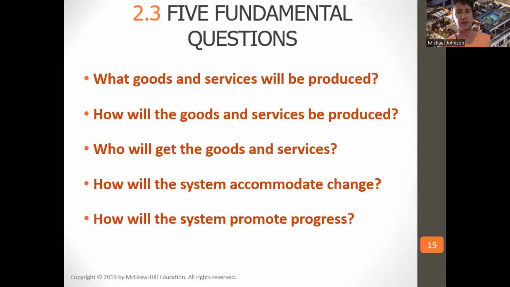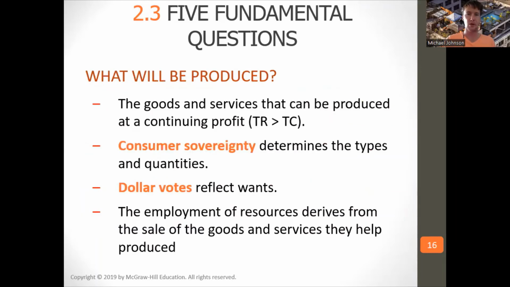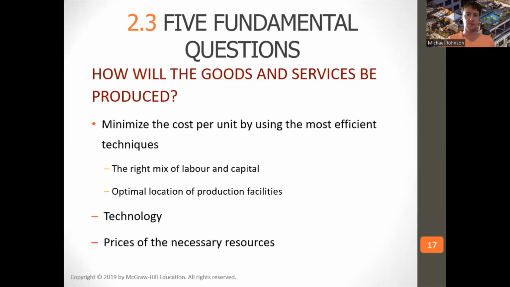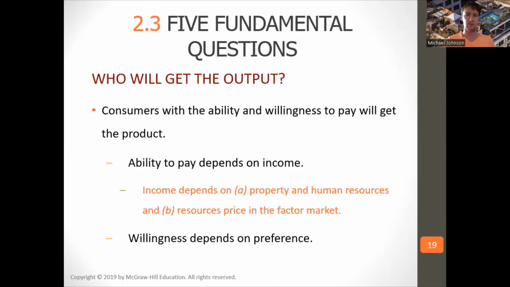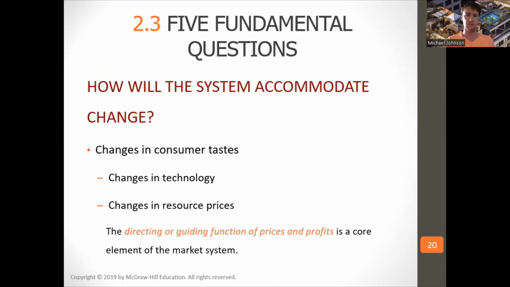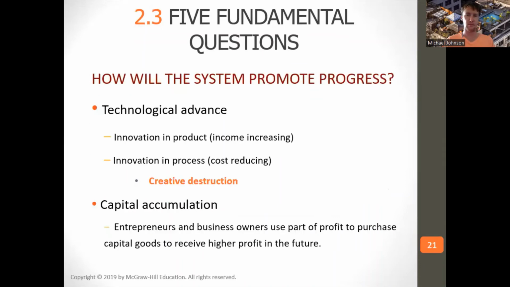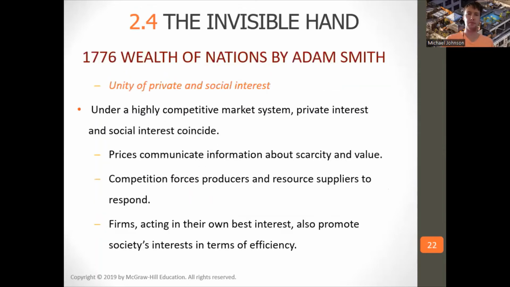And these are the five fundamental questions of producing. What goods and services will we produce? How will the goods and services be produced? Who will get the goods and services? How will the system accommodate change? And how will the system promote progress? The system grows through technological advancements, innovation in products, innovation in process, cost reducing, and capital accumulation.